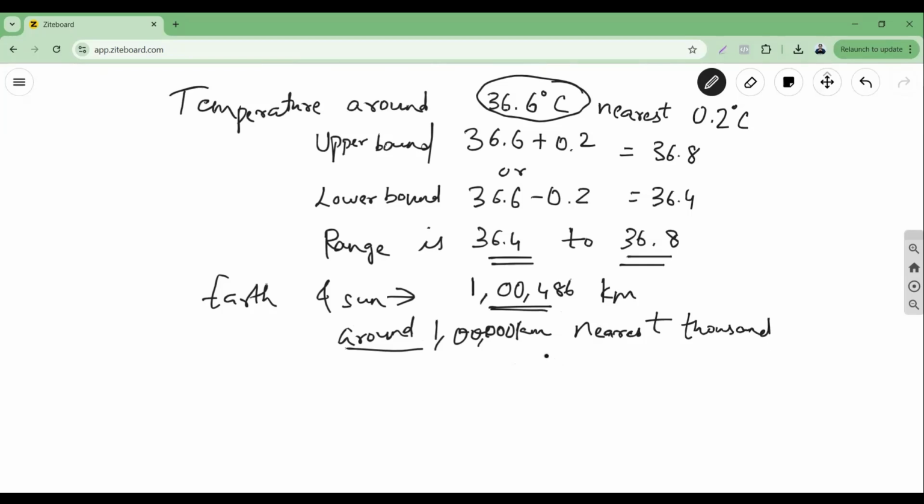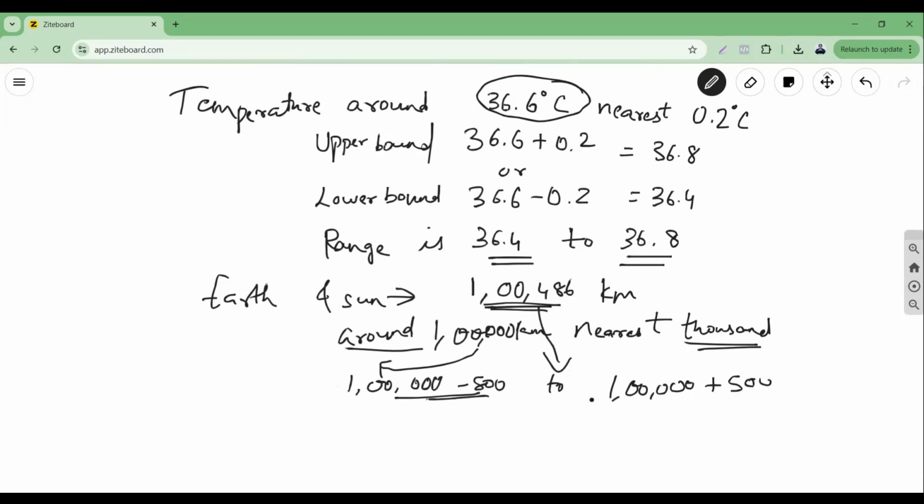Now, when we know this value, we can estimate what is the range, what is the lowest possible. If it's the nearest 1,000, we have to divide the 1,000 by 2. Then you'll get 500, right? So it can be between 1 lakh minus 500 to 1 lakh plus 500. Now, if you see, this value is between these two things. So this is the lower bound. This is the upper bound. I hope you have understood the value.